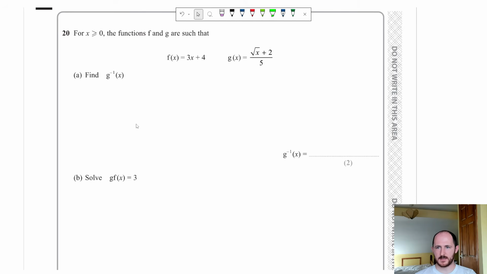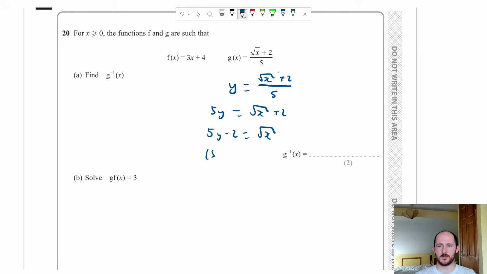The way I like to do it is I'm basically rearranging the g of x function for x. So I like to write it like this. And then I'm making x the subject. So times both sides by 5. Minus 2. Square both sides. And I do not need to expand the brackets. You can if you want to.